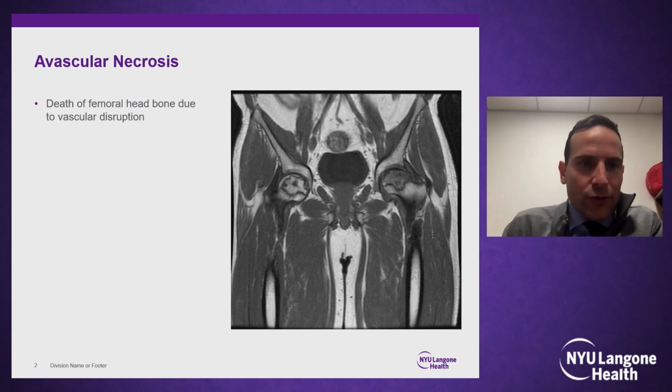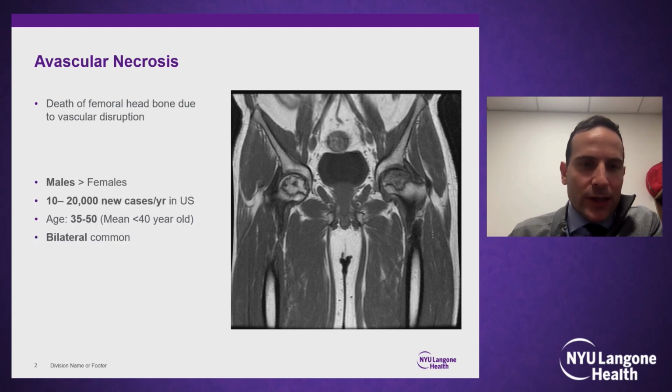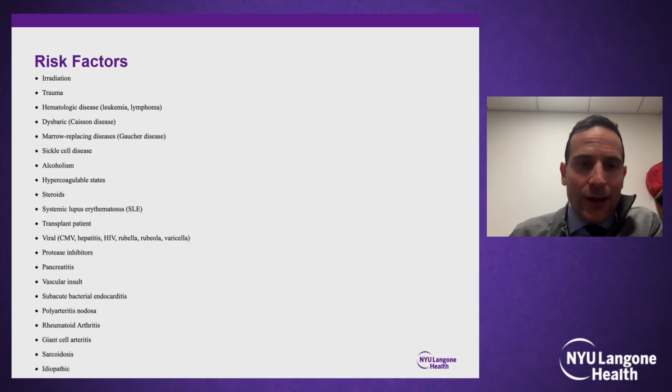So avascular necrosis is the death of the femoral head bone due to vascular disruption. In terms of the epidemiology, typically it affects males more than females. There's about 10 to 20,000 new cases a year in the US. I think all of us have run into these at some point. Relatively young patients, they're usually under 50. The mean is actually 40, depending on the study that you look at. And most often, these occur bilaterally.